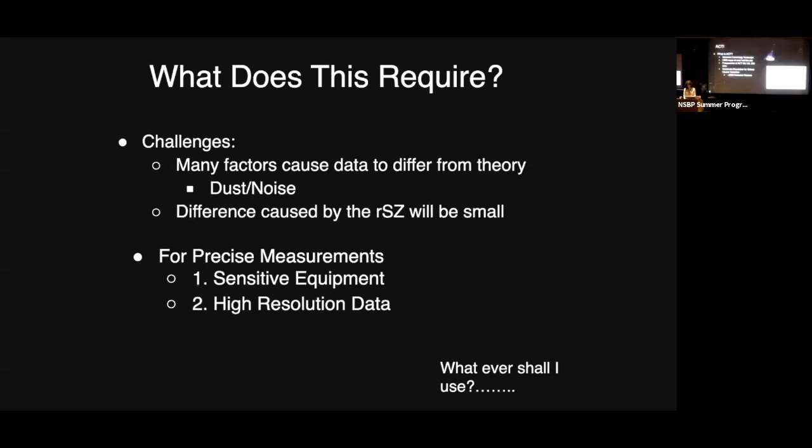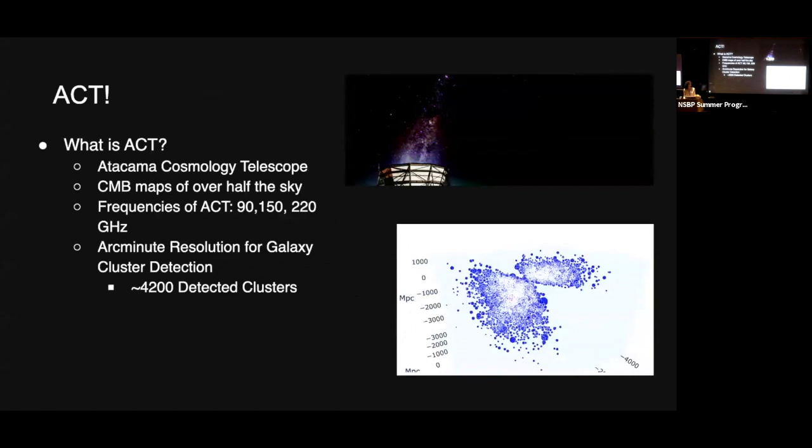That's why it's been so useful to use data from ACT, or the Atacama Cosmology Telescope, which I'm sure many of you are already familiar with. But for those who may not know, ACT creates maps of the CMB that cover over half the sky at 90, 150, and 220 gigahertz. The maps it produces have arcminute resolution, and that conveniently corresponds with the size of galaxy clusters on those maps. So that's what makes ACT so well suited for studying the properties of galaxy clusters.